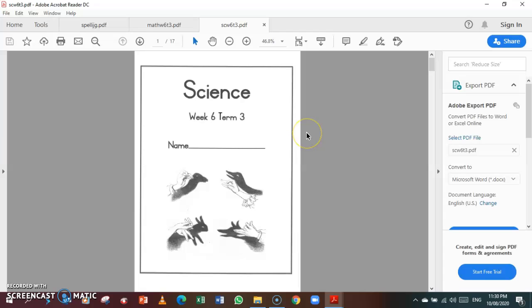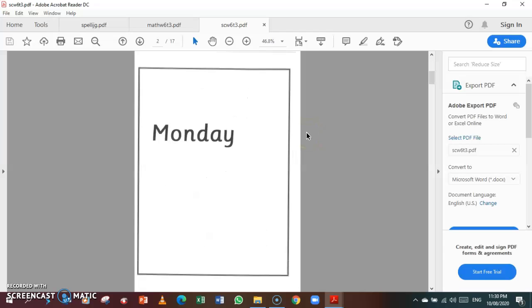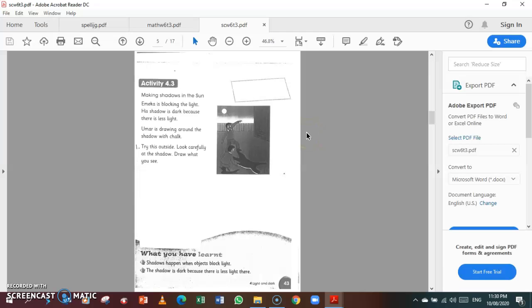Then we move on to your science. For Tuesday science, I will read what we have to do. Making shadows in the sun. Emeka is blocking the light. Shadows form because light can't pass through an object. His shadow is dark because there is less light.